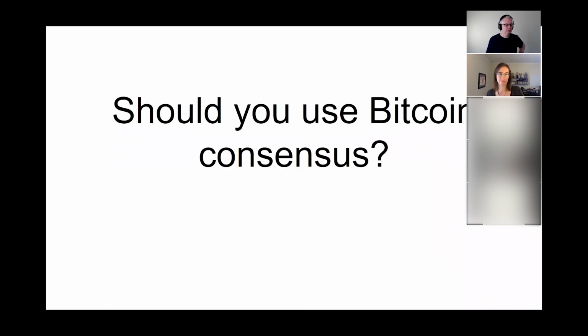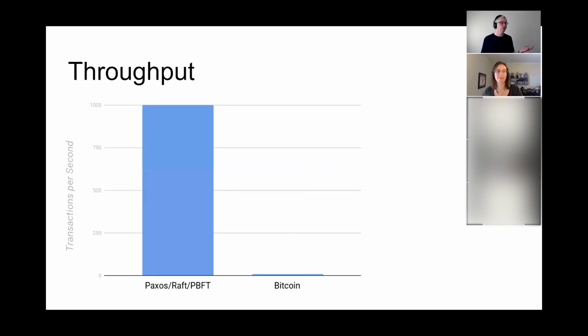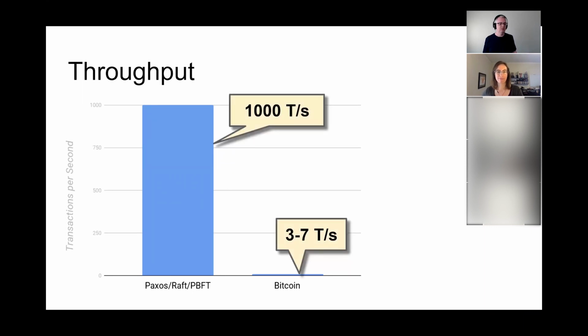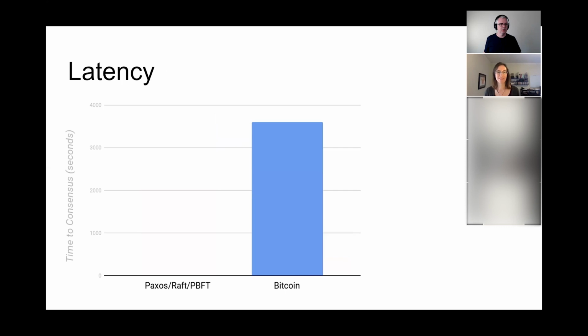So this brings up an obvious question, which is, should you use Bitcoin consensus for your system? So let's try putting some numbers on this. Throughput: with Paxos, Raft, PBFT, you should be able to get easily, in a decent solution, thousands of transactions per second. Bitcoin, on the other hand, in a decent solution, gets 3 to 7 transactions per second, if you look at the average transaction size and the fact that only one block is added every 10 minutes. Huh. Okay, let's look at another number. That didn't look too pretty.